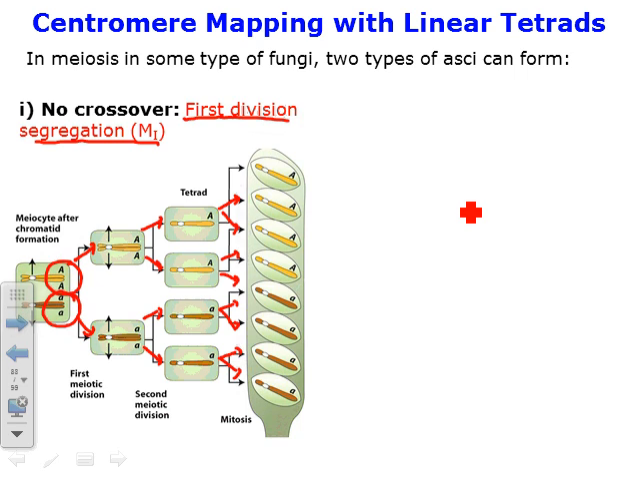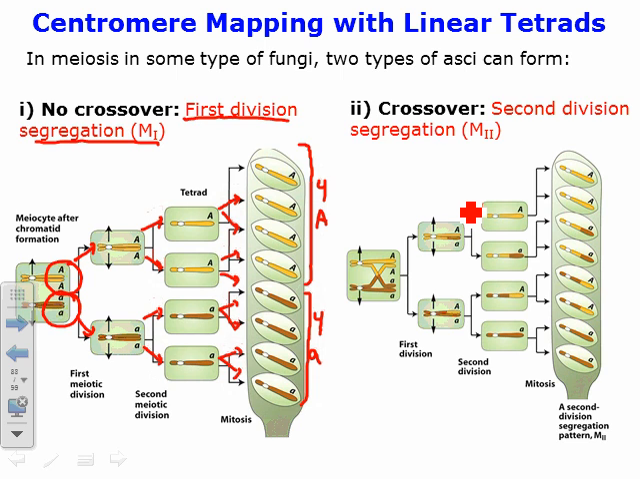As a result, in the final ascus, the ordered ascus, we have the following pattern of spores. We have 4 big A alleles and 4 little a alleles. So this 4:4 or 1:1 ratio is consistent with this M1 segregation pattern of no crossing over.